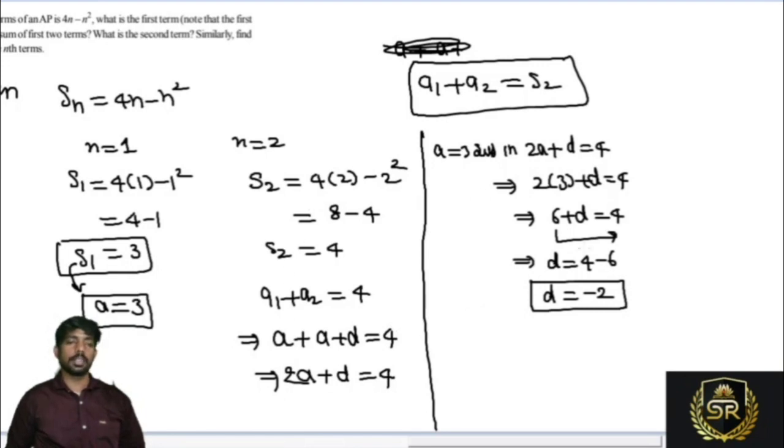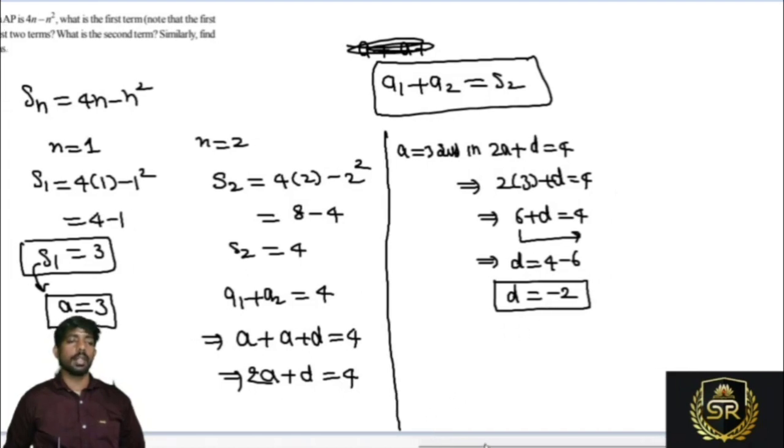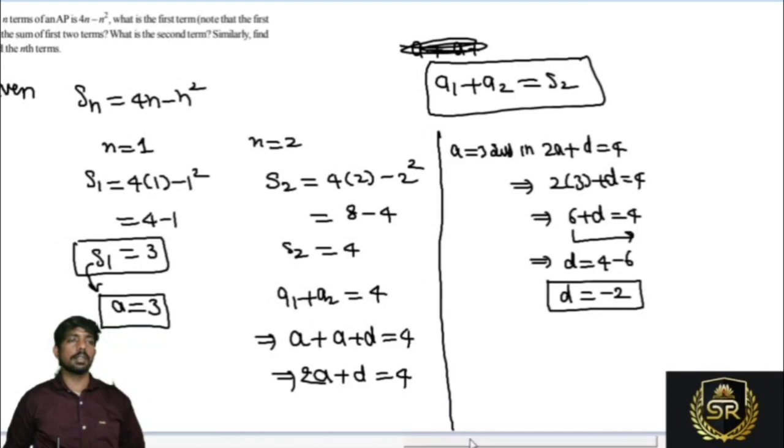So 2a plus d is equal to 4, and 2 3s are 6. 6 send it to the right hand side, minus 6. 4 minus 6 is minus 2. d is equal to minus 2. We got it, a is equal to 3. What is asked? Sum of the first two terms is asked. The first two terms sum is this answer. Sum of first two terms is 4. The first term is 3.